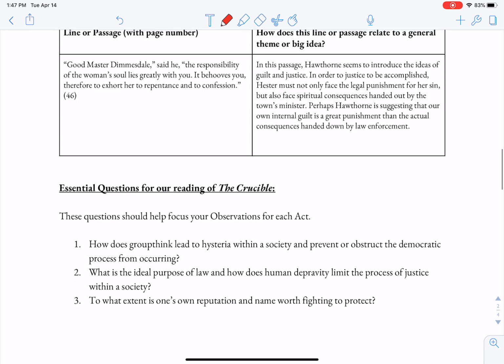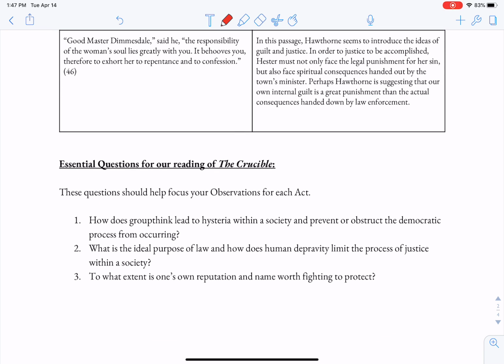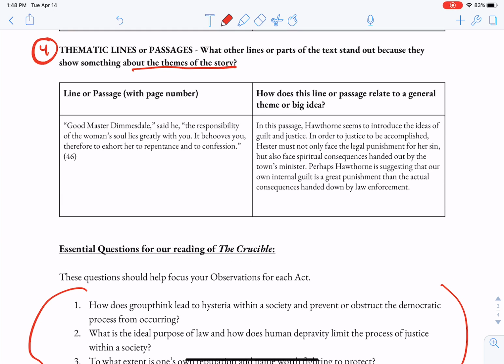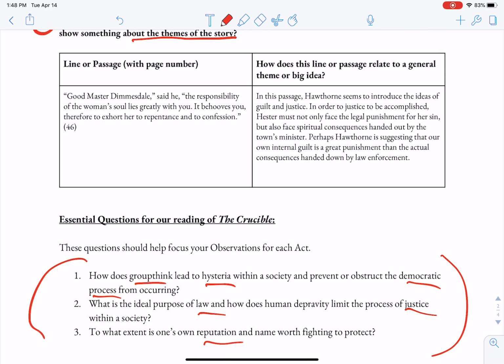Well, I already went over the essential questions, and because I think those essential questions are important, I ended up putting them right here at the bottom of each of the reading guides. So you can use those as a way to remind yourself what are those themes that you're going to be engaging with. So things like groupthink, hysteria, democratic process, law, justice, reputation. All those words could be some of the themes you're looking for.